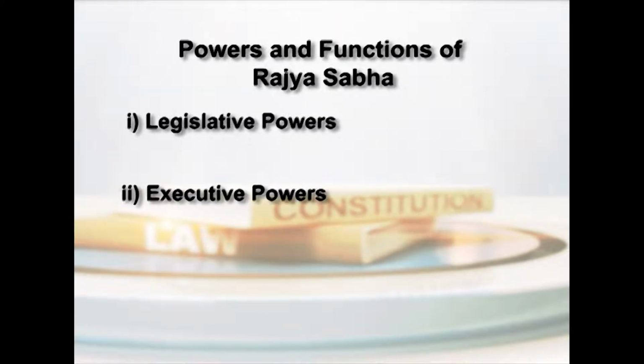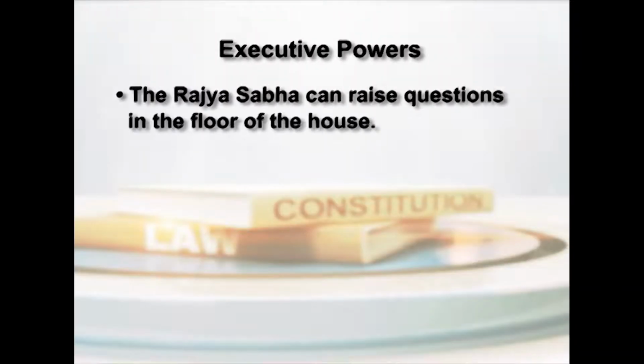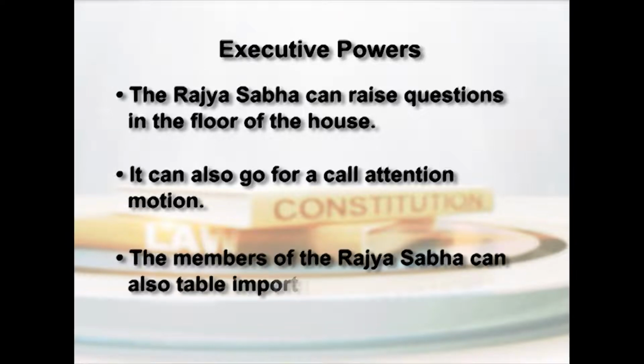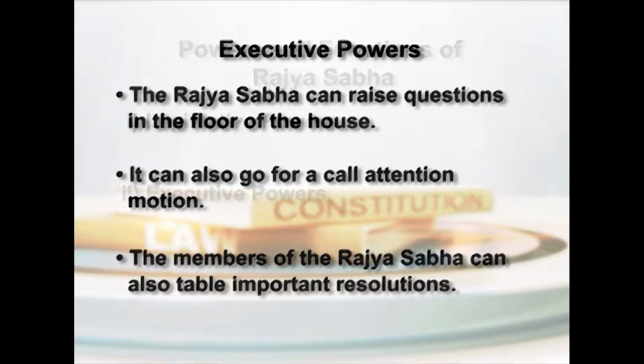Now let us discuss the executive powers of the Rajya Sabha. Though it is true that the Council of Ministers are collectively responsible to the Lok Sabha, yet it cannot be denied that the Rajya Sabha too can exert its control over the activities of the government. How can it do so? For instance, it can raise questions on the floor of the House. It can also go for a call attention motion. The members of the Rajya Sabha can also table important resolutions.